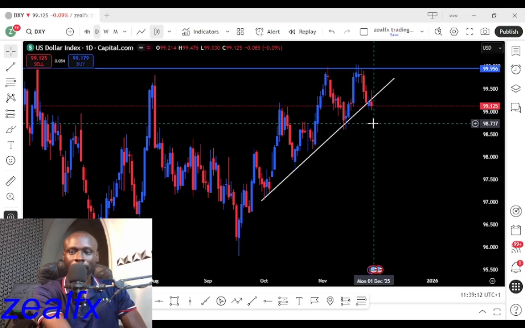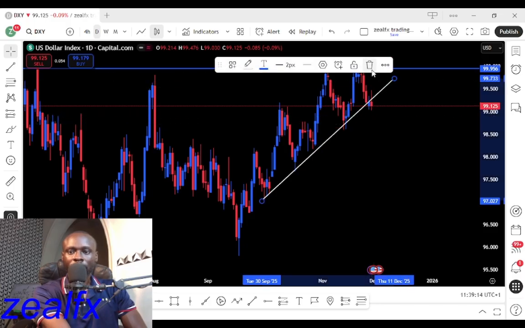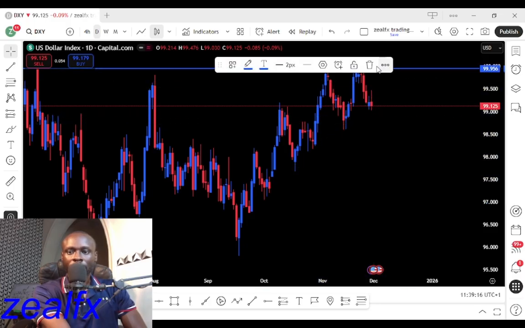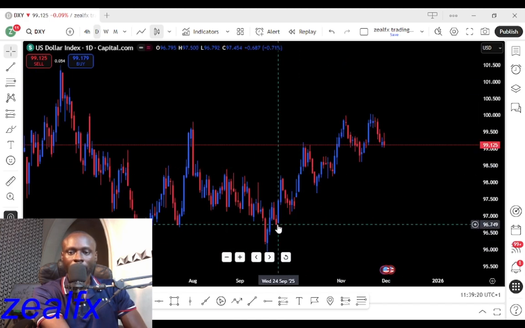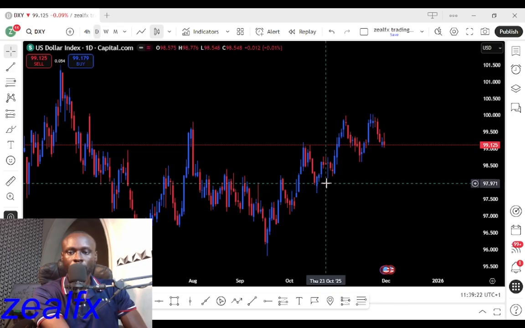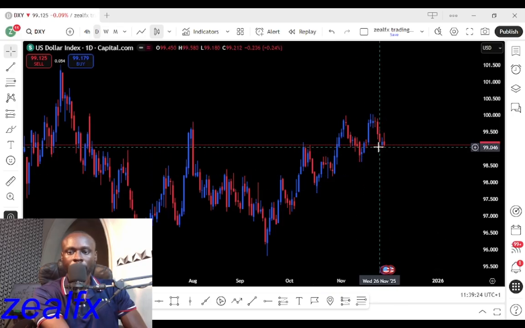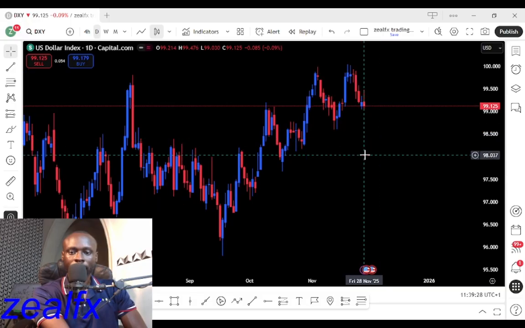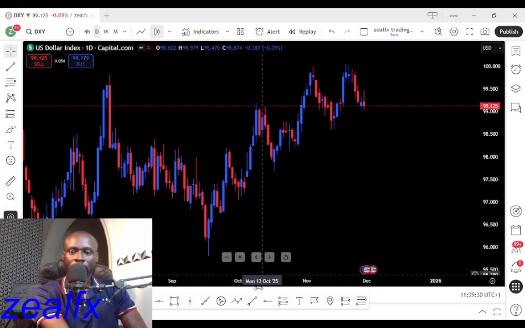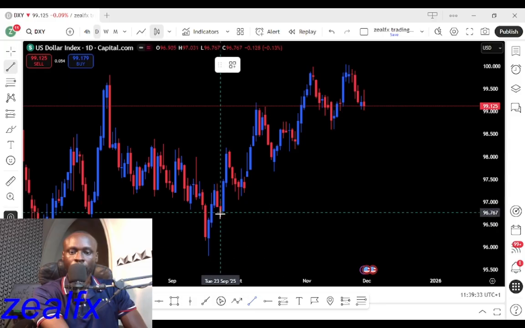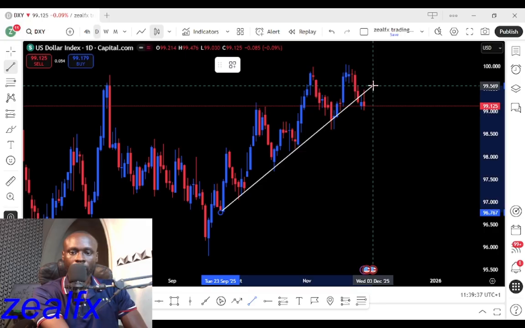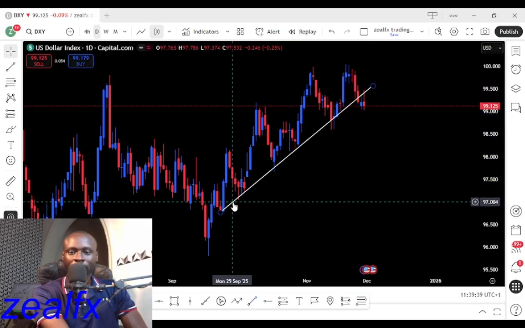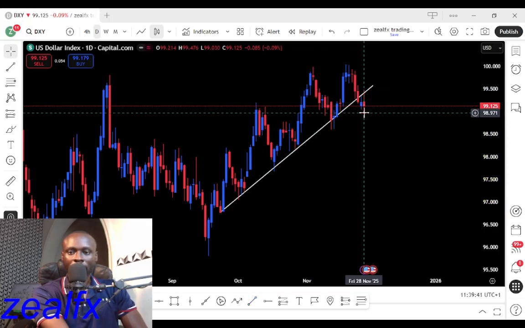On my daily chart, we can clearly see that the dollar index has an uptrend structure. We have a lower low, then a higher low, higher low, higher low, higher low, and a higher low. This indicates a bullish momentum for the dollar index. But price has closed below my trend line, which indicates a possible reversal of price for the dollar index this week.